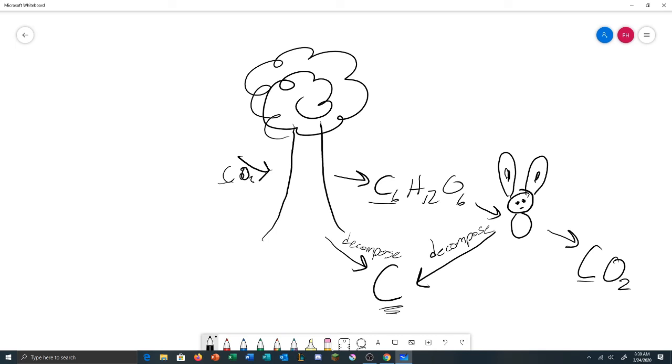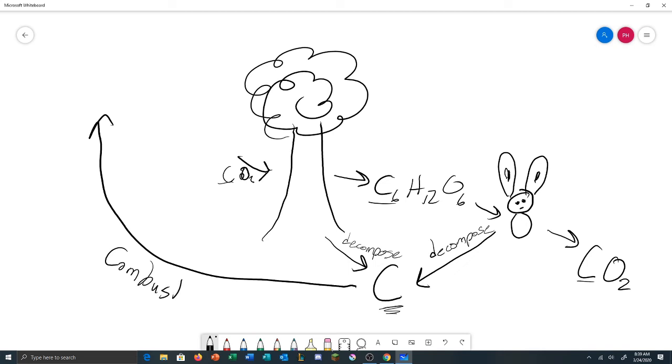Now, what else? If you take this carbon that's in the soil, you can burn it. That can turn into oil. It can turn into coal over time, over millions upon millions of years. When this carbon's in the soil, it can be returned to the air through combustion. If you were to light a tree on fire, the carbon could come up into the air as well through combustion.